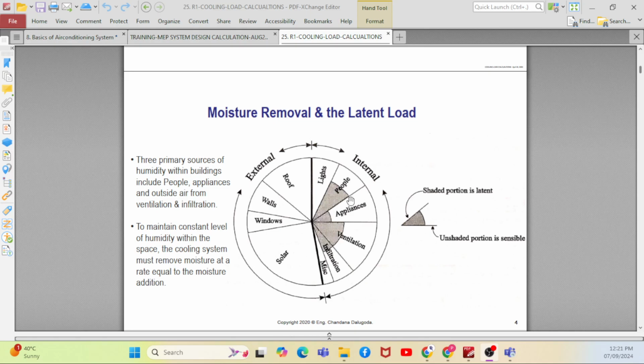Whatever the external load is, a part of roof, walls, window, solar, this is all purely sensible. The shaded portion is the latent, and the unshaded portion is sensible load. When you talk about people, they have both latent and sensible. When you talk about appliances, you have both latent and sensible. Ventilation loads have both latent and sensible. Infiltration, yes, latent and sensible. Then if you have any other miscellaneous load. So this is the basic understanding of what is external and what is internal.